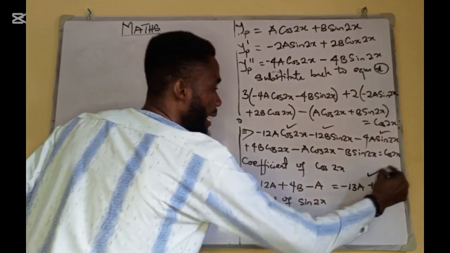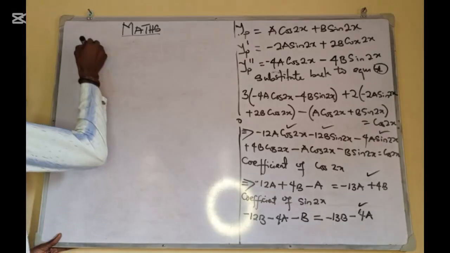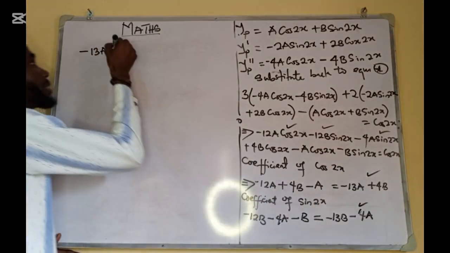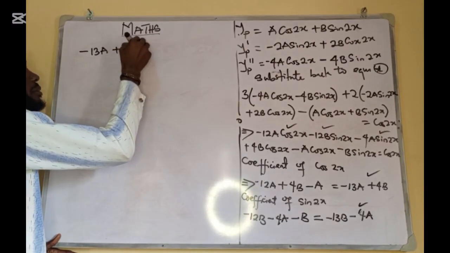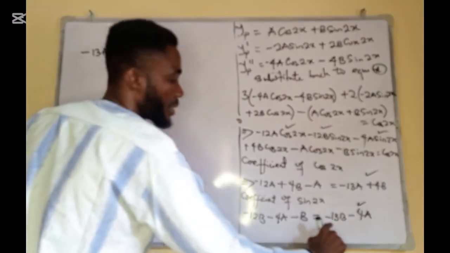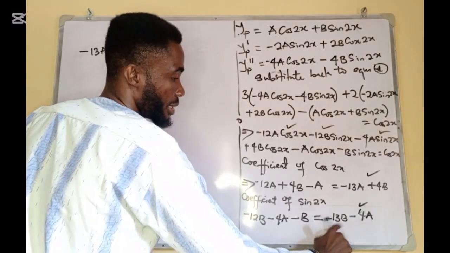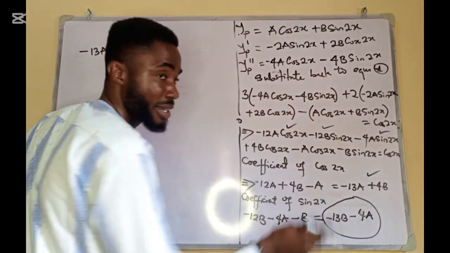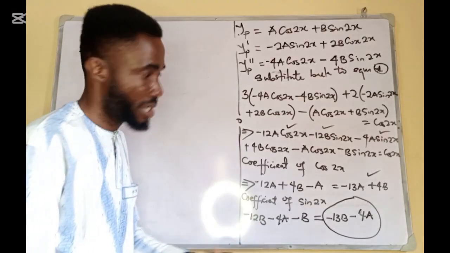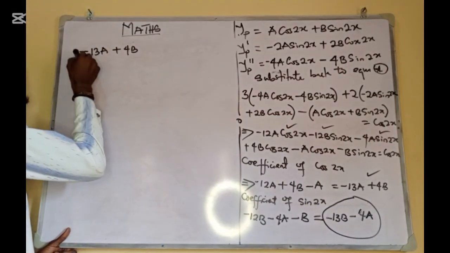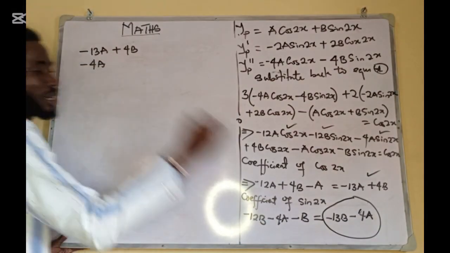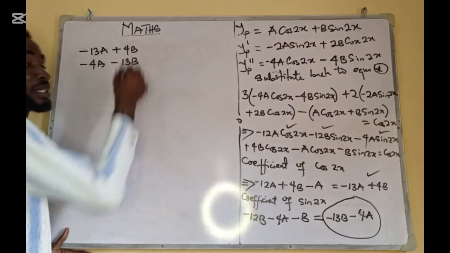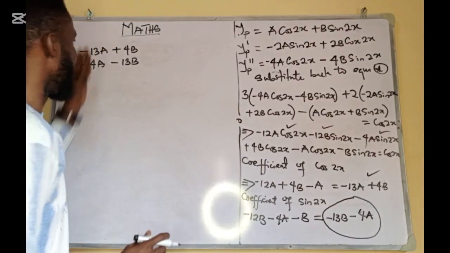So now let's move. Let's pick up this guy and this one. What do I have here? I have minus 13a plus 4b. Then what do I have here? Minus 13b. Okay. You see this one? Let me rearrange it so that a comes first, then b. So I have minus 4a, minus 13b. It's still the same thing. I just want them to be well aligned.